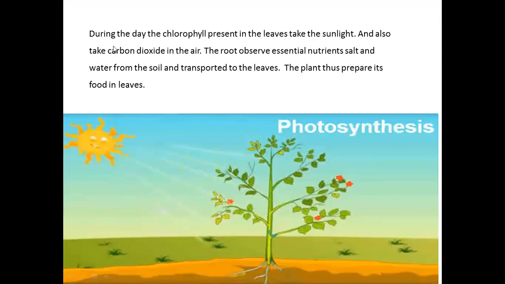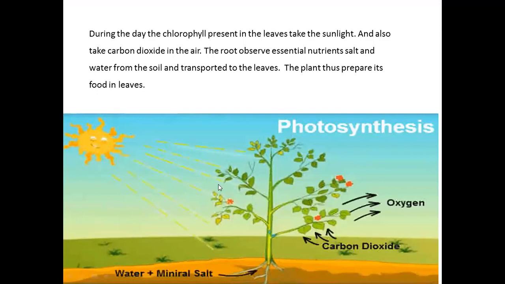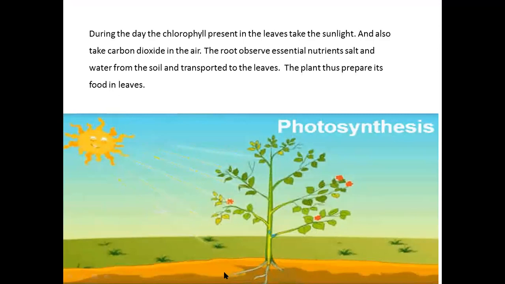Now, look at this slide. During the day, the chlorophyll present in the leaves takes sunlight and also takes carbon dioxide in the air. The roots absorb the essential nutrients, salts, and water from the soil and transport them to the leaves. The plant thus prepares its food in the leaves. Look here, during the day, the chlorophyll present in the leaves takes sunlight and carbon dioxide from the air. And the roots absorb the essential nutrients and salts in water.